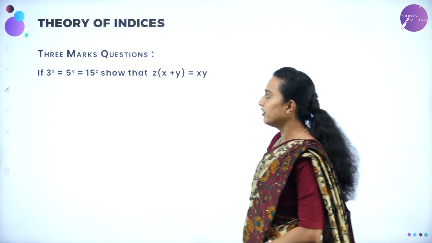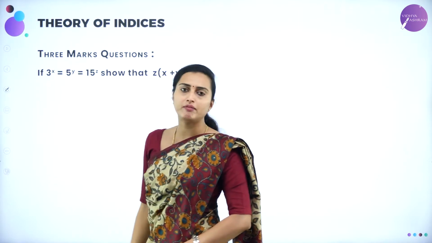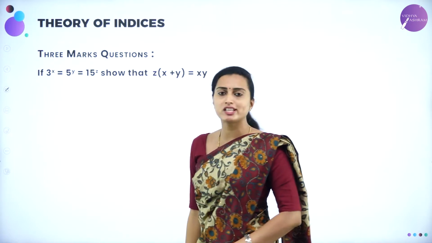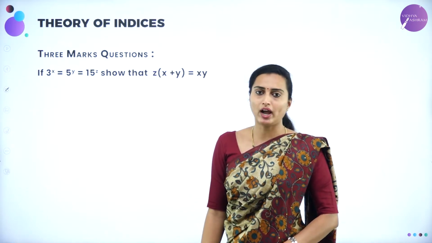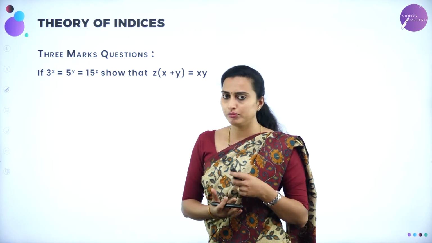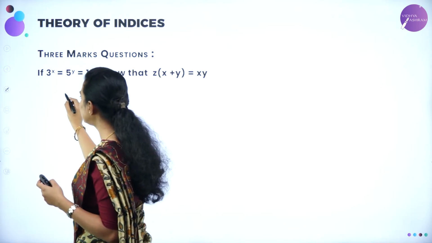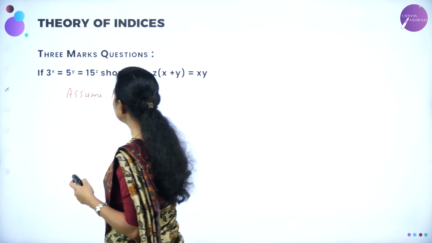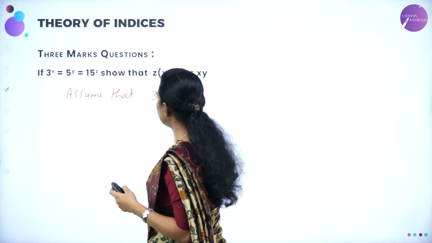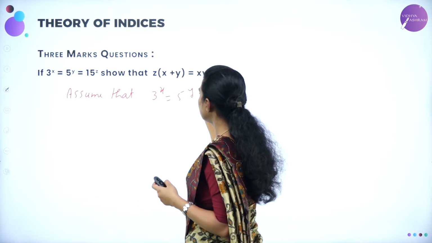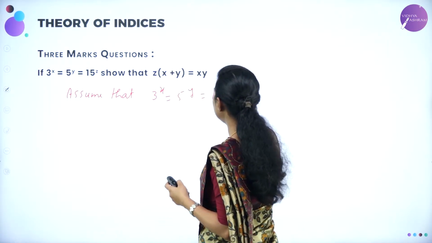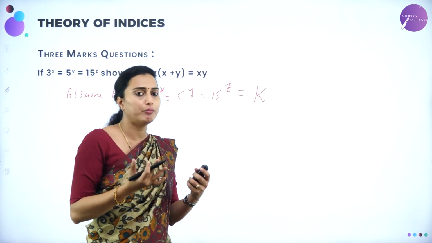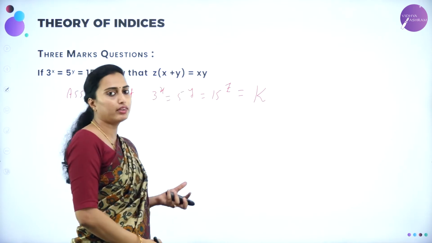What they've asked: if 3 power x is equal to 5 power y is equal to 15 power z, then show that z into x plus y is equal to xy. So what I am going to assume here is that 3 power x is equal to 5 power y is equal to 15 power z is equal to k. Some constant, k will be some constant I'm assuming to show what they have given.